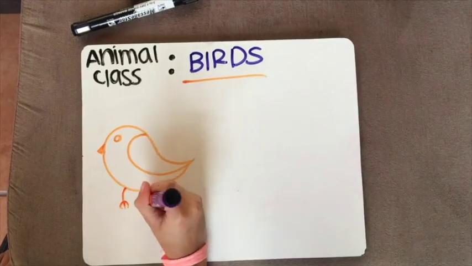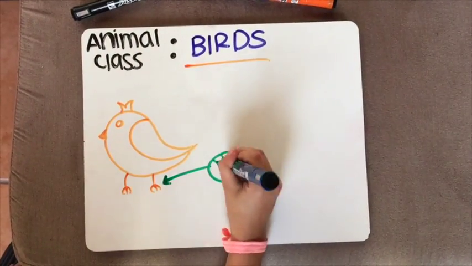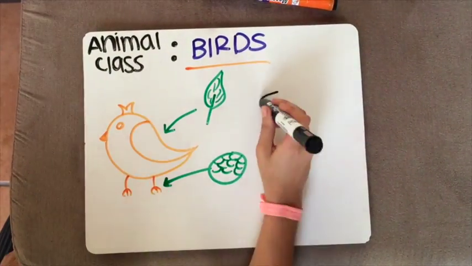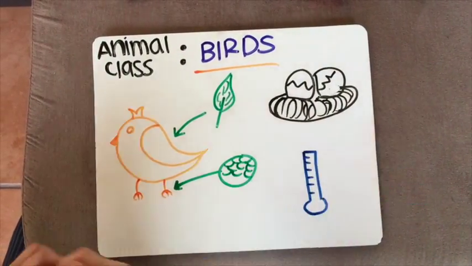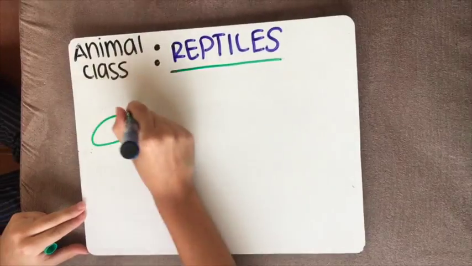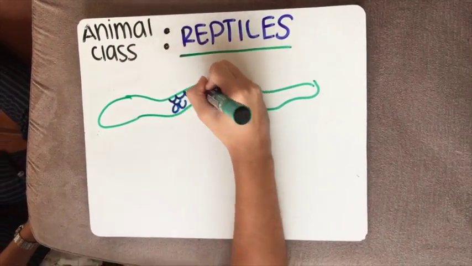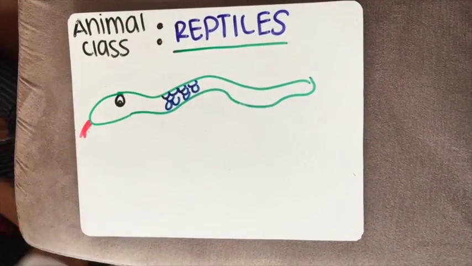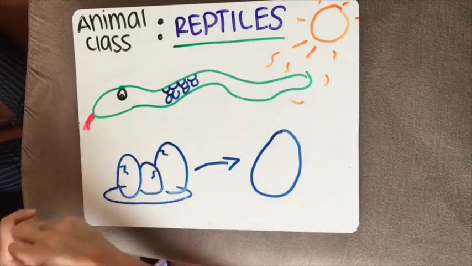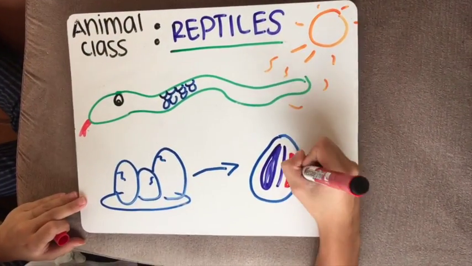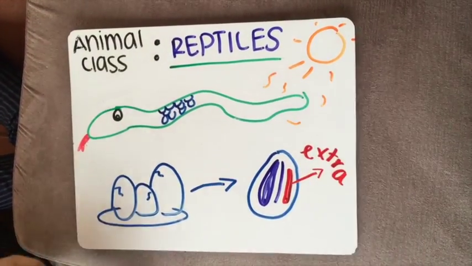Birds have feathers and no hair. They lay eggs and they are warm-blooded and have scaly legs. Reptiles. They have dry and scaly skin and are ectothermic, meaning they are cold-blooded. They mostly lay eggs on land, and reptiles' eggs have amniotes, which have an additional membrane.